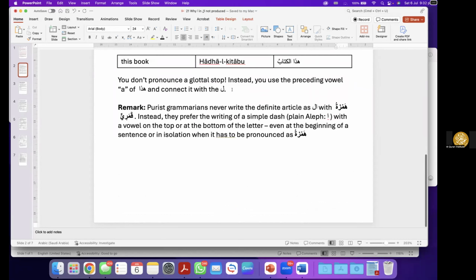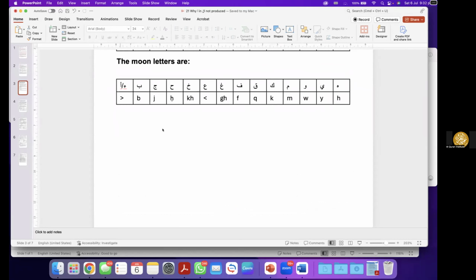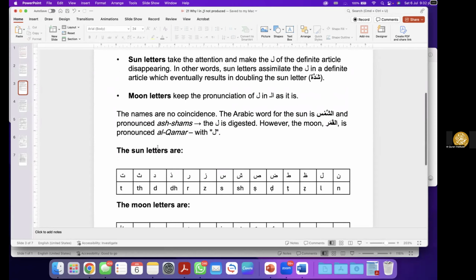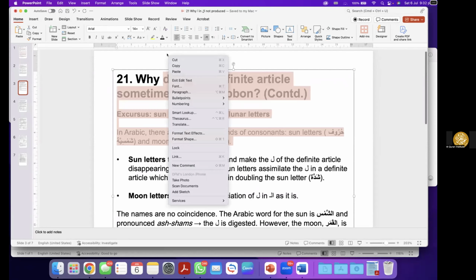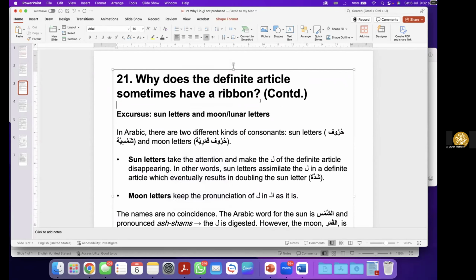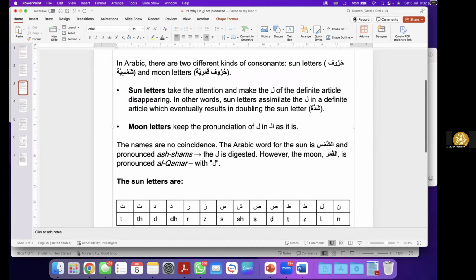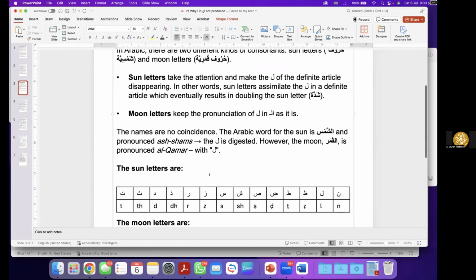That is no problem. You have gone through this. You don't have to memorize which are the sun letters and moon letters, as long as you know how it works, how the sun letters work, how the moon letters work. Sun letters assimilate the lam in the definite article, which results in doubling the sun letter. Moon letters give the pronunciation of lam in al as it is. You are already familiar with that.